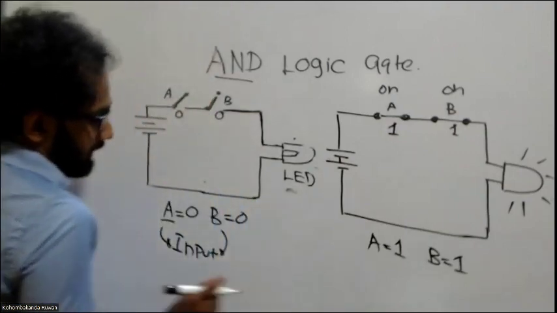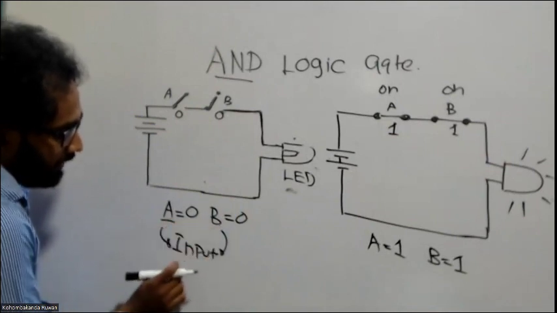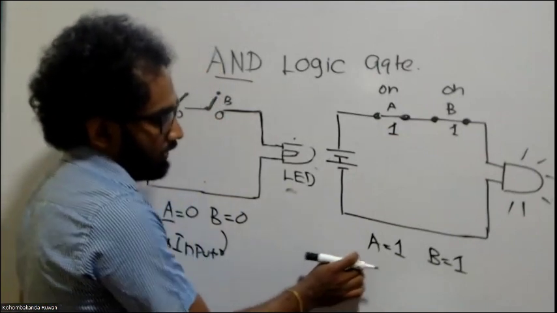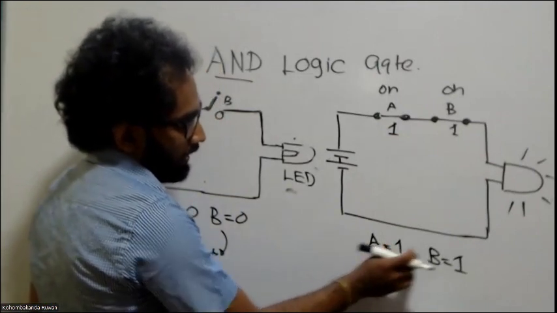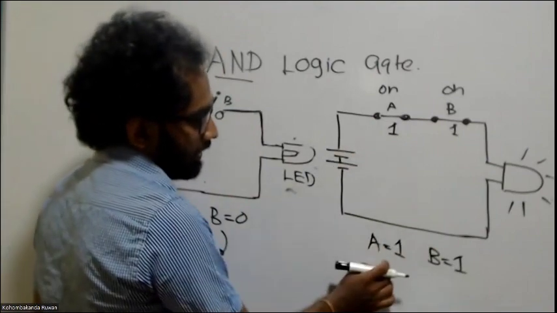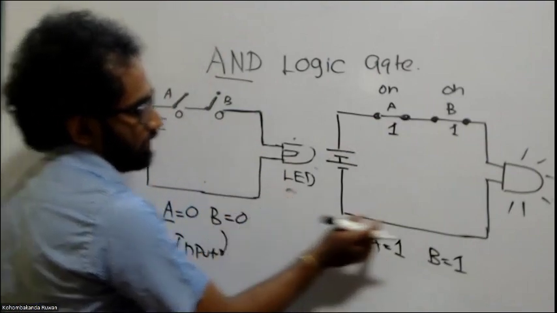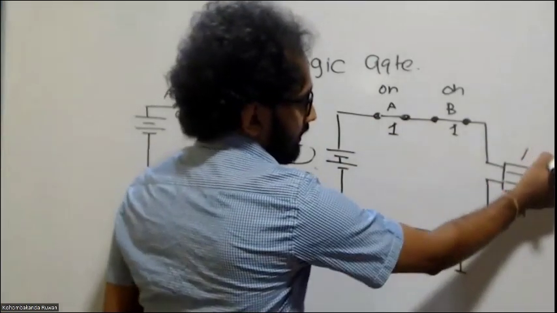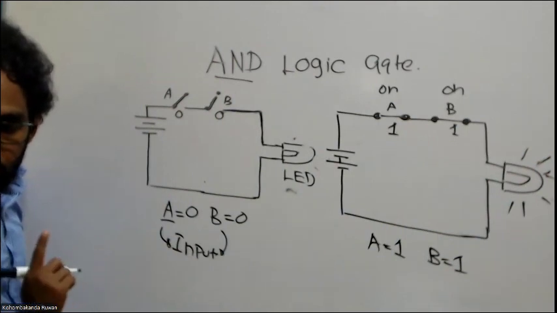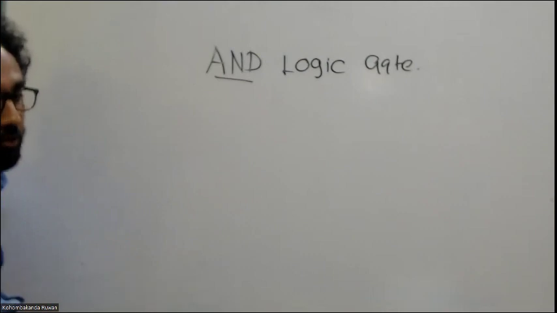This is the electronic circuit when inputs A and B are 0. This is the electronic circuit when inputs A and B are 1. Here is the state 0, and here is the state 1. Now you can see here, you cannot see a light. Here in this example, you can see a light now. Got the point? Yes, sir. That is the electronic circuit for the AND logic gate.